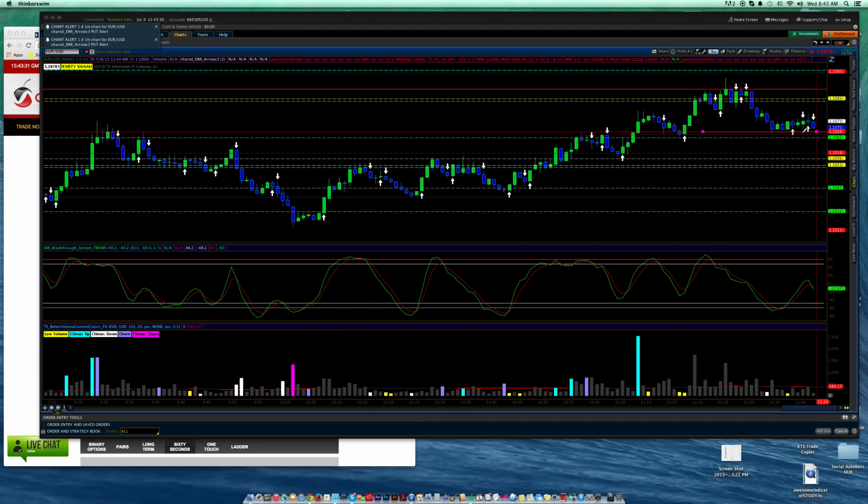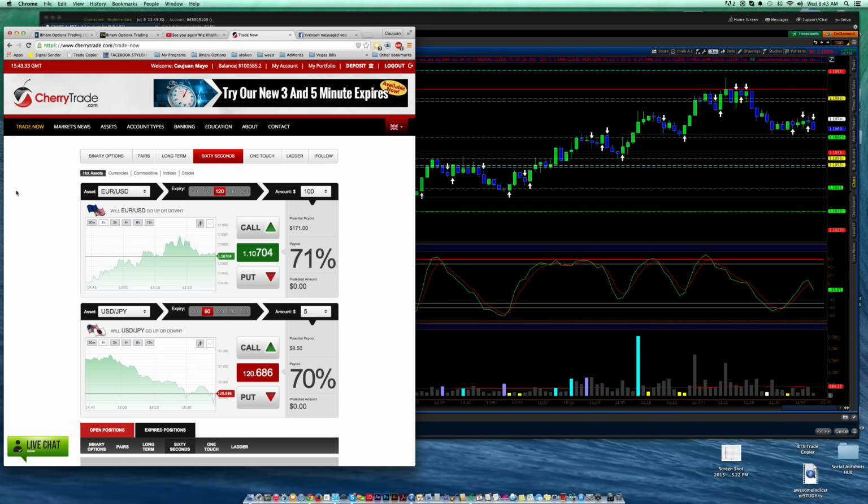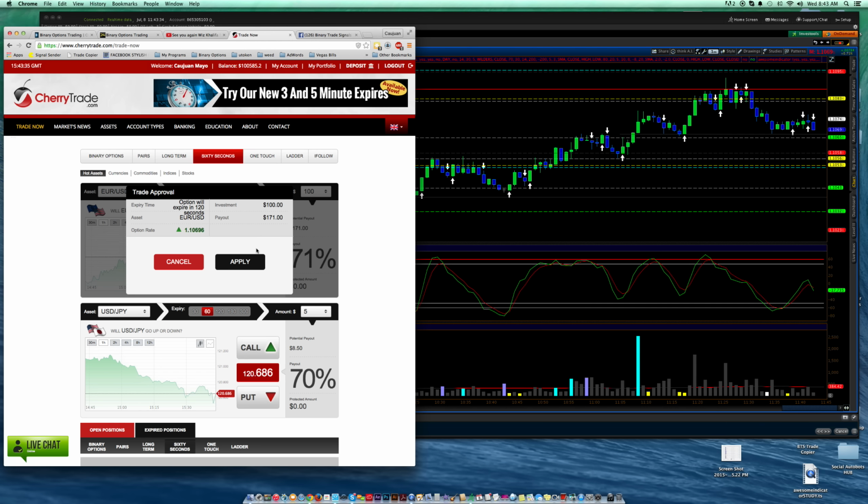Okay, we're getting close to this support line again, so I'm going to set up for a call. Euro USD. See, it's real close. So if it touches, we're going to go in. As soon as it touches, it's closed. Okay, so I'm in.